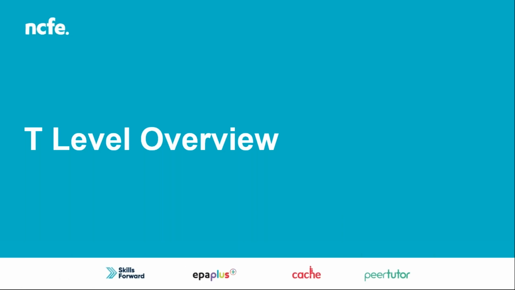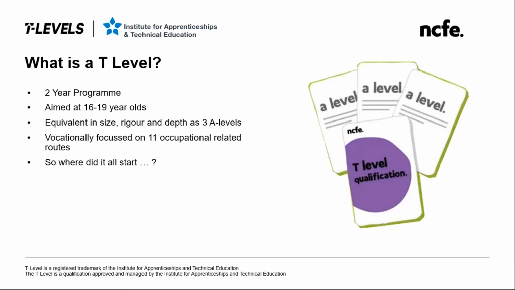Right, so moving on to an overview of the program. So what is a T Level? It's a level 3 two-year program aimed at 16 to 19-year-olds. They are equivalent in size, rigor and depth to 3 A-levels and attract UCAS points. They are vocationally focused on 11 occupational related routes and all share some common characteristics.